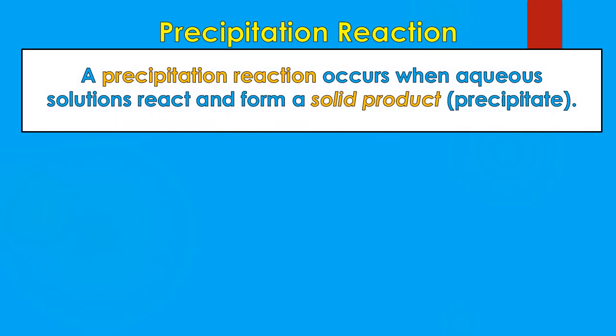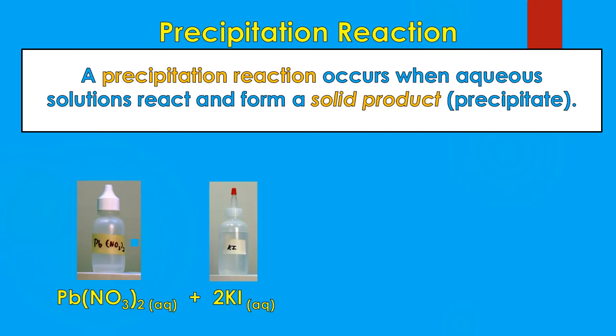Okay, so a precipitation reaction. What is a precipitation reaction? A precipitation reaction occurs when we take two aqueous solutions and we mix them and they react. They have a chemical reaction and they give us a solid product. And that solid product is what we call a precipitate. Hence the reason it's called a precipitation reaction. So you see a solid falling out of solution, which is called precipitation.